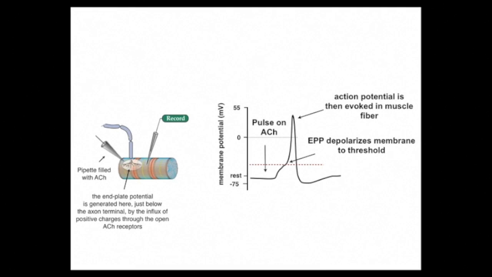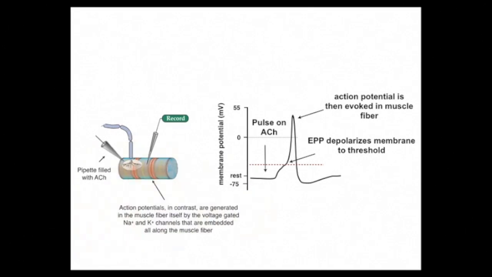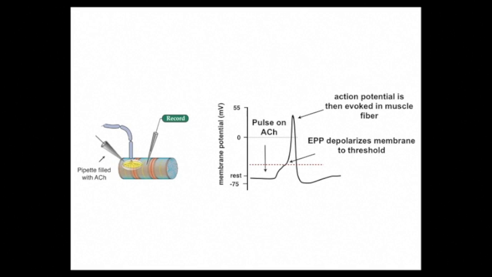The end plate potential is generated here by the arrow, just below the axon terminal, and it's generated by the influx of positive charges through the open acetylcholine receptors. The action potentials, in contrast, are generated in the muscle fiber itself by the voltage-gated sodium and potassium channels that are embedded all along the muscle fiber. Here I'm going to illustrate that to you. We spritz on acetylcholine, generate an end plate potential. The end plate potential then triggers an action potential which propagates along the muscle fiber.